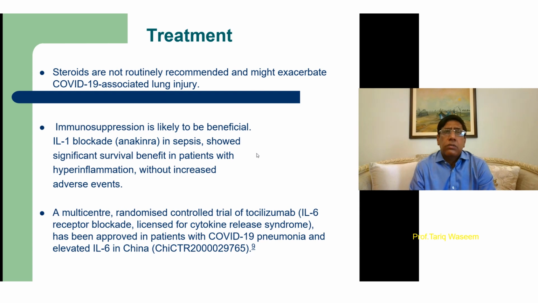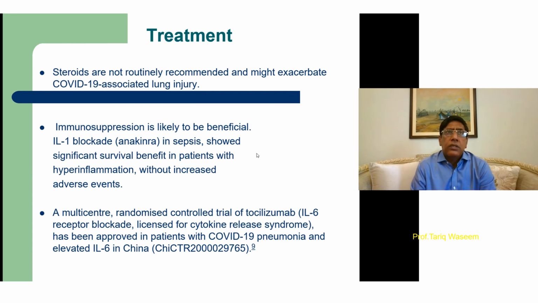So there is some suggestion that interleukin 1 blockade through anakinra, which we normally use for other inflammatory conditions like rheumatoid arthritis or other connective tissue disorders, can be effective. It has shown some survival benefit, because it reduces the inflammation.